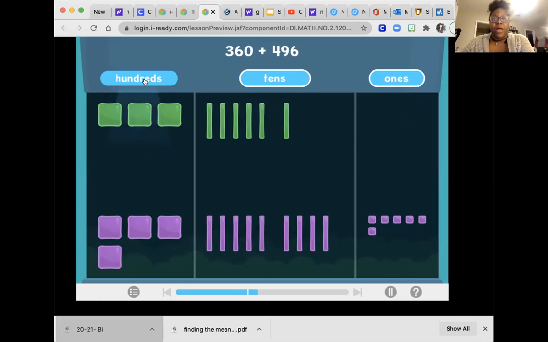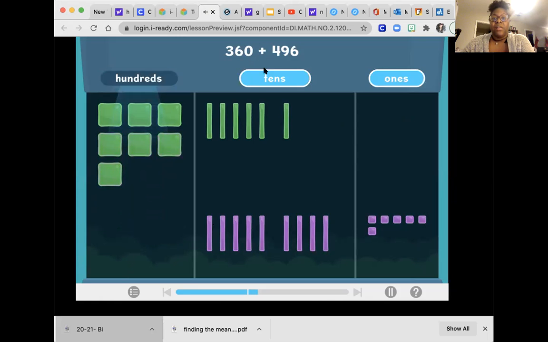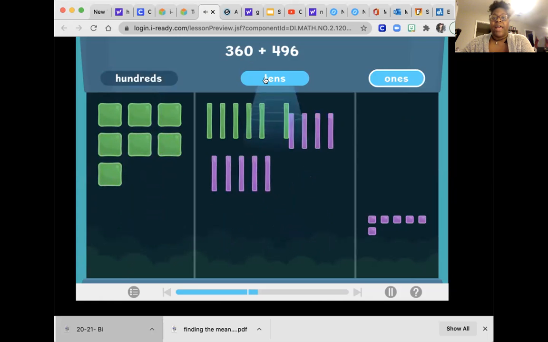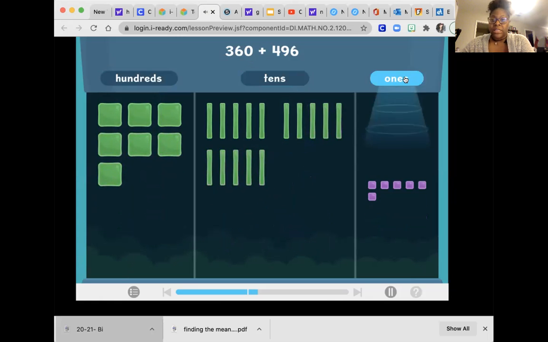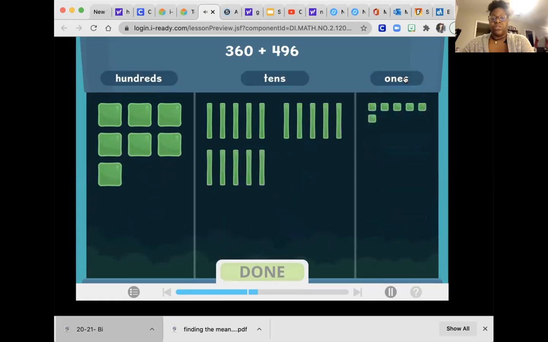So let's put the hundreds together to add. Let's put the tens together to add. And let's put the ones together to add. Now the blocks are all together. Make a 10 or 100 if you can. Now, just like Miss Clark always says, when we're adding numbers, we're going to stack them because we want the hundreds with the hundreds, the tens with the tens, and the ones with the ones.